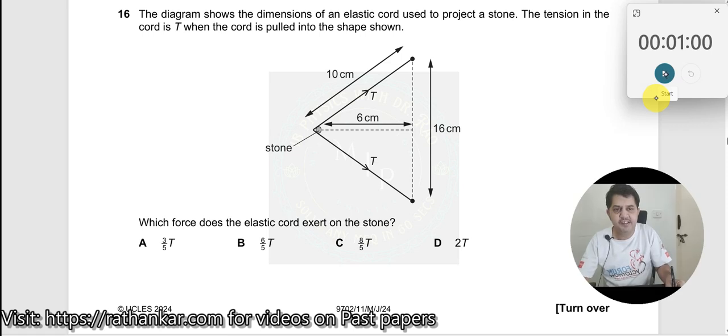Question number 16. The diagram shows the dimensions of an elastic cord to project a stone. The tension in the cord is T. This is tension T. This is the stone here, when the cord is pulled into the shape shown. It has been pulled. See how the shape is here?